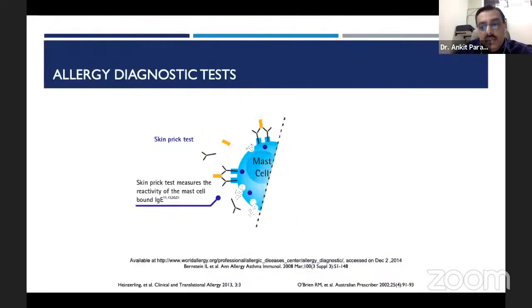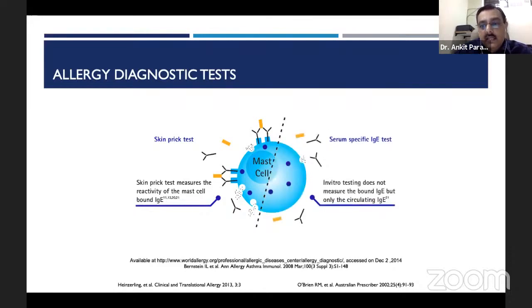Now, the difference is that the skin prick test picks up the IgE which is bound to mast cells, which is the predominant thing. On the other hand, the serum specific IgE will actually identify only the circulating IgEs. So that is the major difference between the skin test and the blood test. And the sensitivity of the skin test has definitely been higher as compared to the blood test.